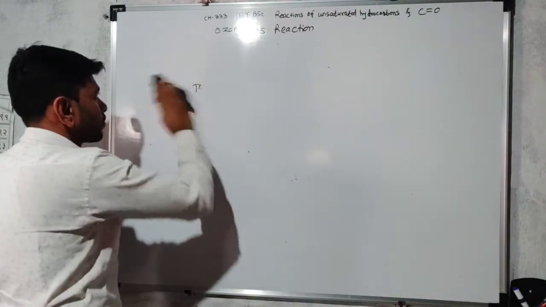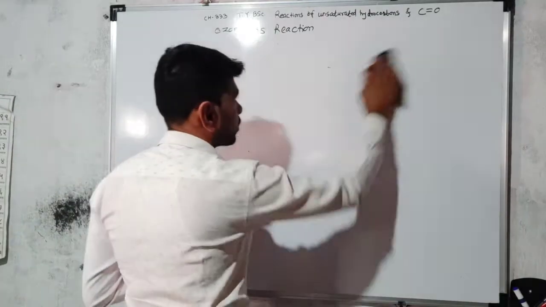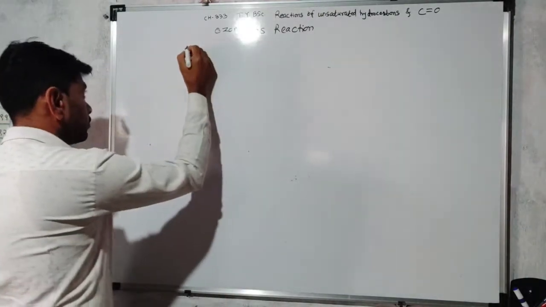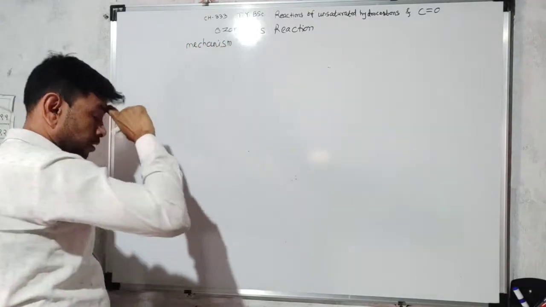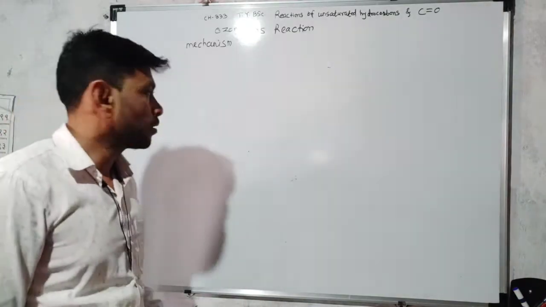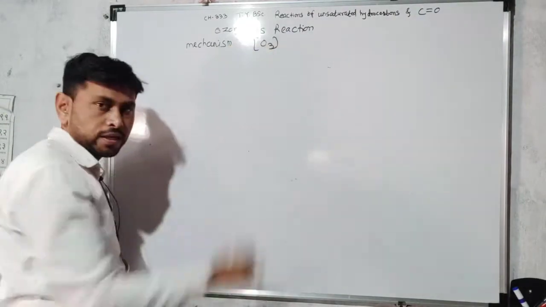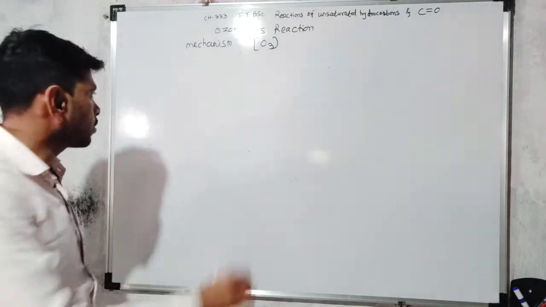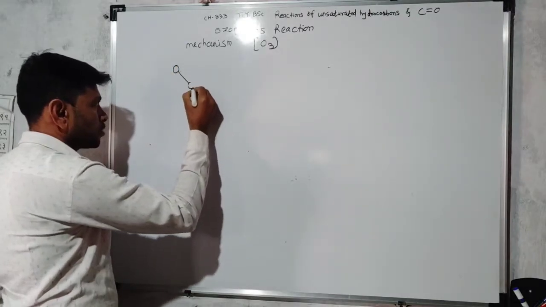So in the mechanism, our important reagent is ozone. Let's see the mechanism, and in the mechanism we have to see the resonating structure of ozone. Ozone is O3. In this O3, the ozone structure is represented in this way: oxygen, another oxygen, and this oxygen.